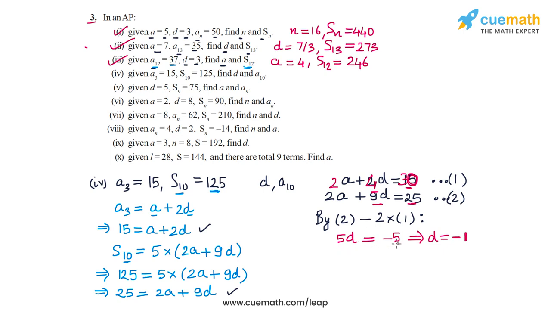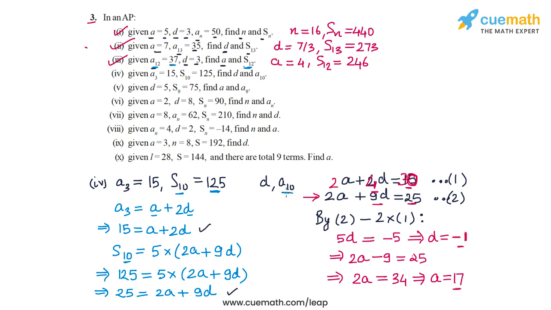Now if I plug this value of D into any of the two equations, let's plug this into the second equation, I will get 2A plus 9D, that's minus 9, is equal to 25, and from here I get 2A is equal to 25 plus 9 or 34, and this gives A is equal to 17. So the first term is equal to 17, the common difference is equal to minus 1.